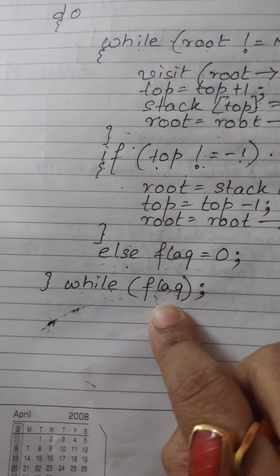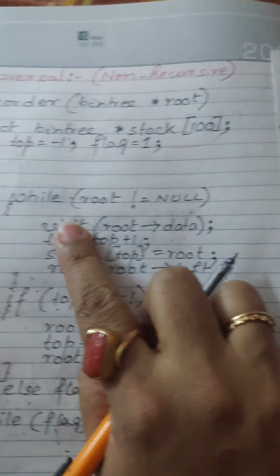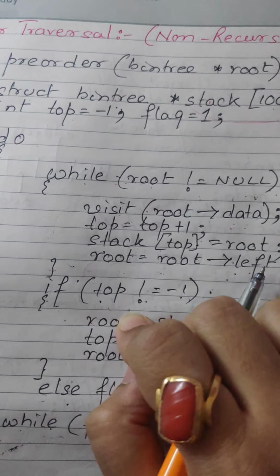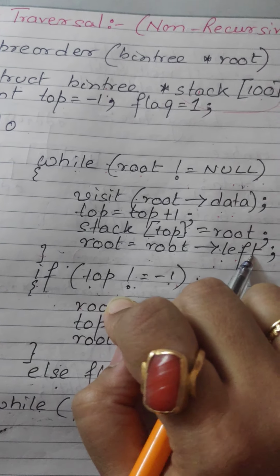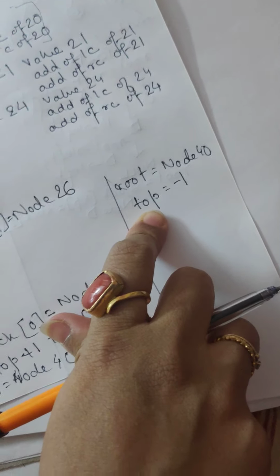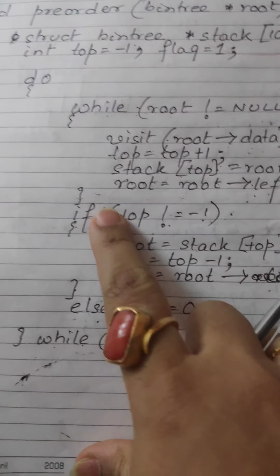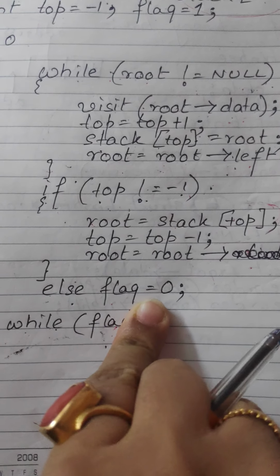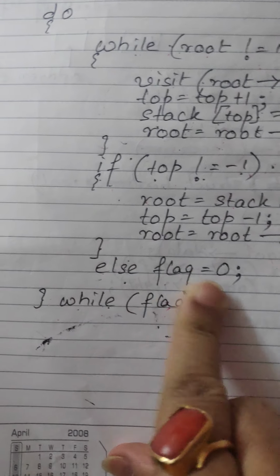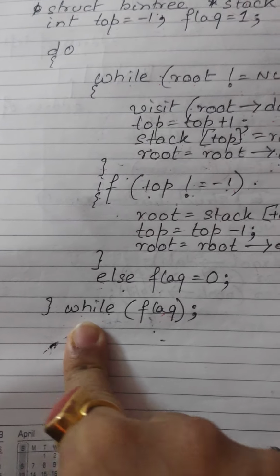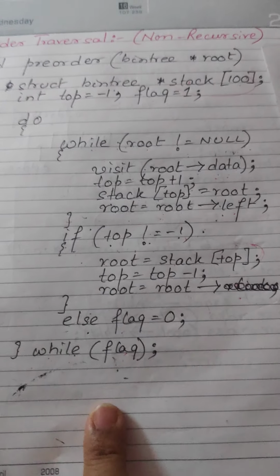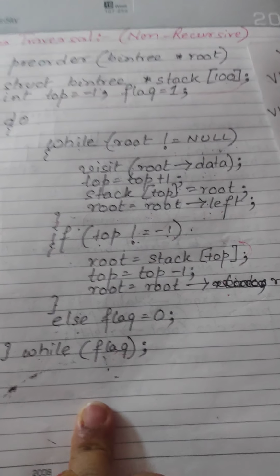So again, while flag, you go back. This while loop will not run because root at present is null. You will come out of the while loop to if top is not equal to minus 1, but over here top is minus 1, so this if condition will not work. You will come to the else part and set the value of flag as 0. Now when you come to the while, it becomes false and your pre-order traversal will end.